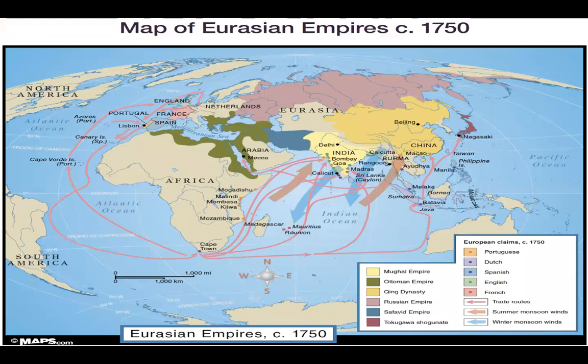When we look at the map of the Eurasian empires, we have to first ask this one question: what are we looking at? So first, let's look at what are the symbols in the key and the legend. When we look at the key and legend, we see color-coded empires, and we see color-coded and dotted empire claims by the Europeans. And we also see symbols for trade routes and symbols for the summer and winter monsoon winds. And right now, we're just looking at what do we see. We're not trying to make any inferences yet. We're just trying to catalog what are we seeing on this map.